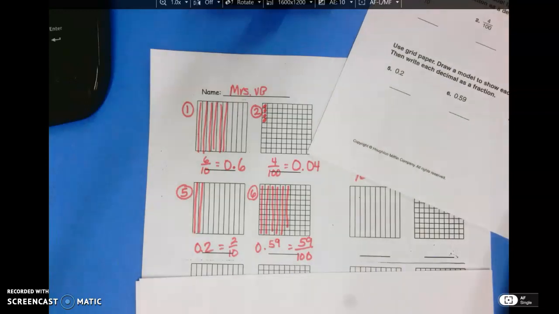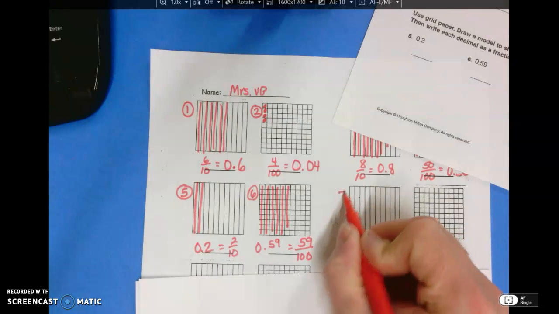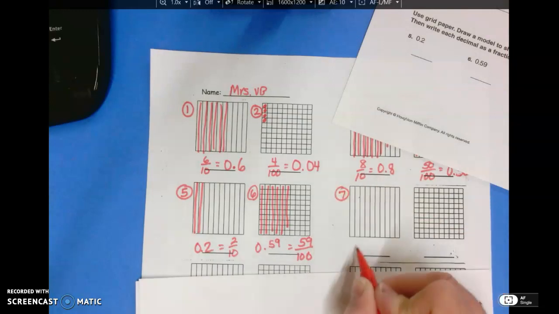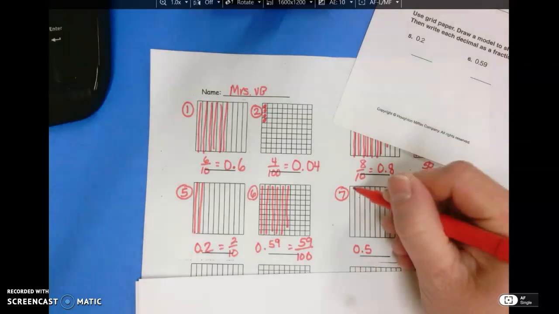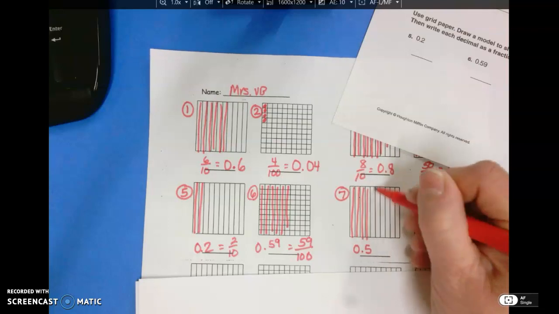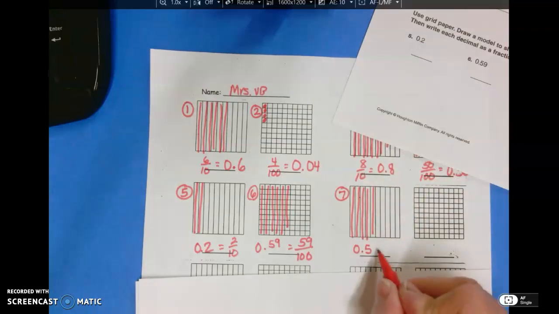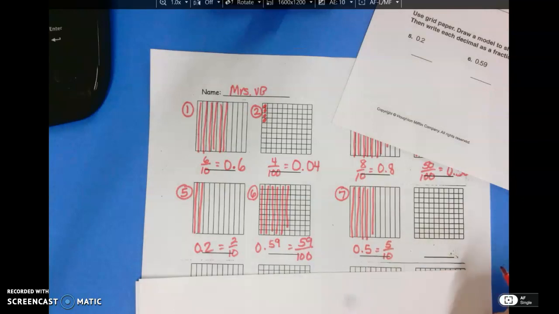Number 7. I see the decimal 0.5, better said as 0 and 5 tenths. And I hear as I say that I need 5 of those strips. 1, 2, 3, 4, 5. And what does that look like in fraction form? 5 out of those 10.